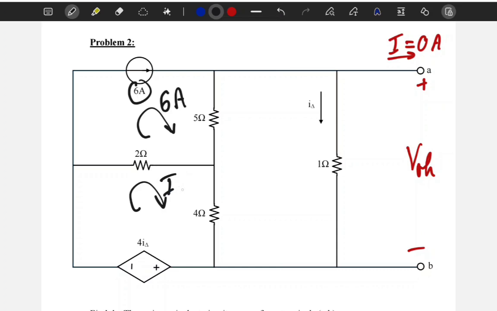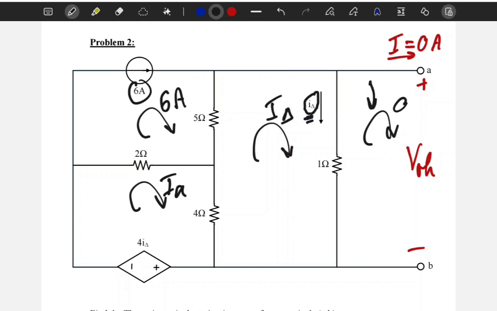Here, on the other hand, I'm going to call it IA, and here I'm going to call it I delta. Now why did I call it I delta? Because of this current right here. The current right here is 0, so this doesn't change the value of I delta. I delta is still going to be I delta. It's not affected by this current in here. So I'm going to call this mesh I delta for simplicity.